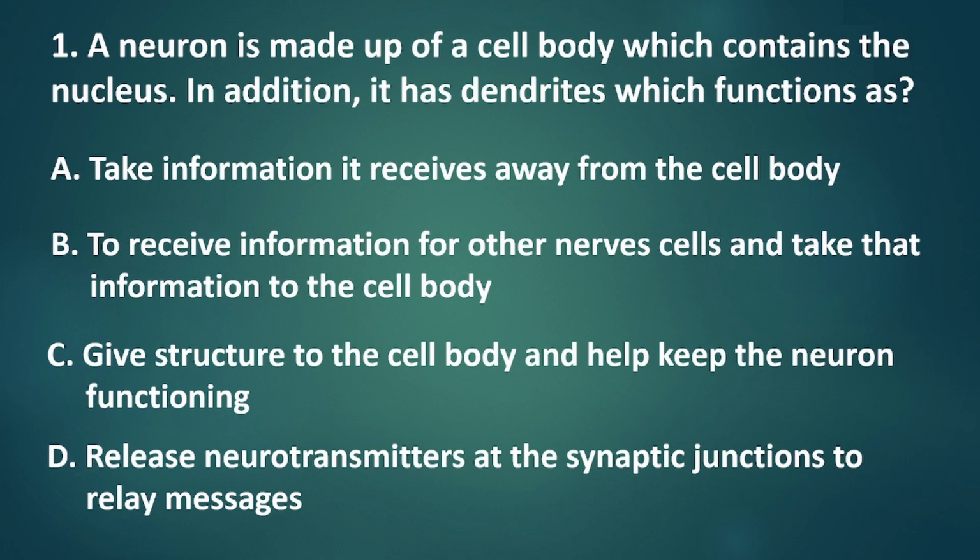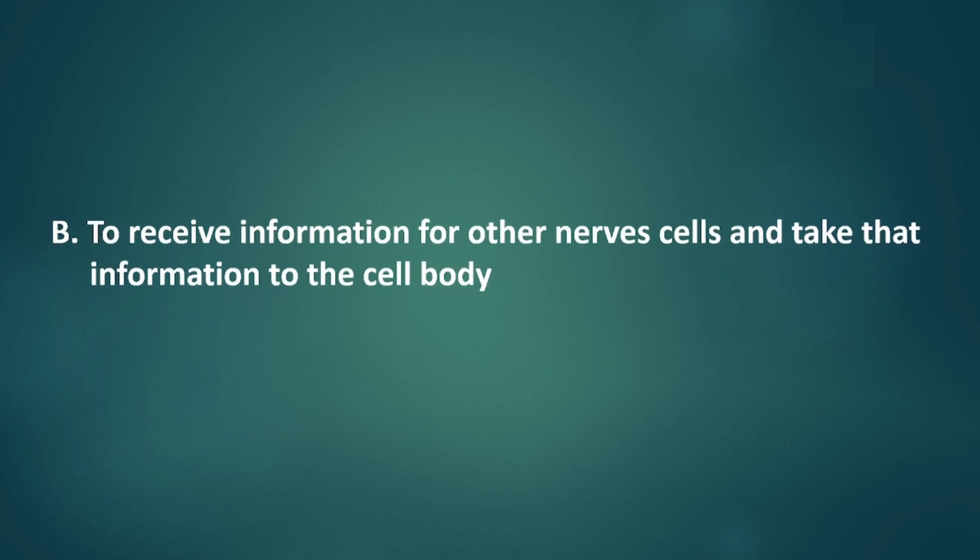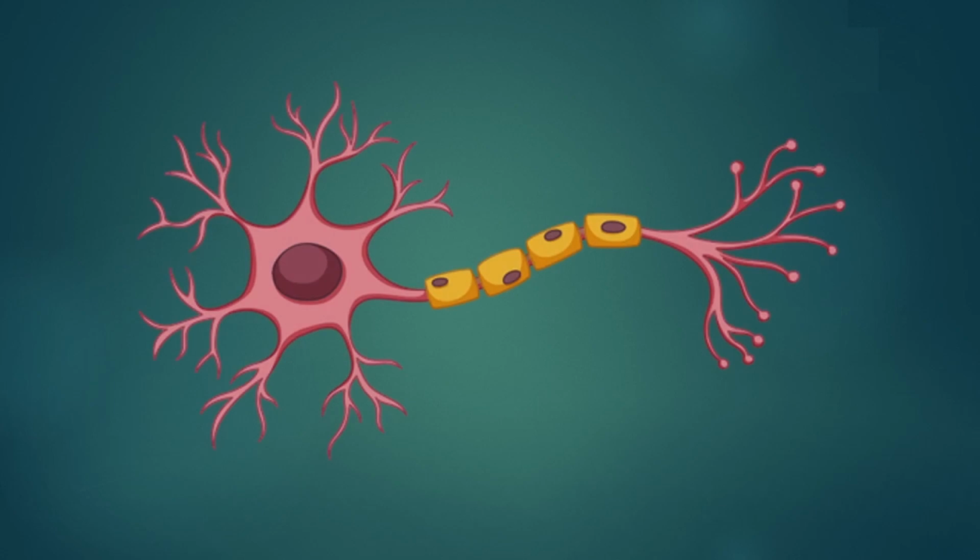The correct answer is letter B. To receive information from other nerve cells and take that information to the cell body. Neurons are composed of major parts, mainly dendrites, designed to receive communications from other cells. They resemble a tree-like structure forming projections that become stimulated by other neurons and conduct the electrochemical charge to the cell body. Nucleus, the central area where all the neuronal protein synthesis takes place.